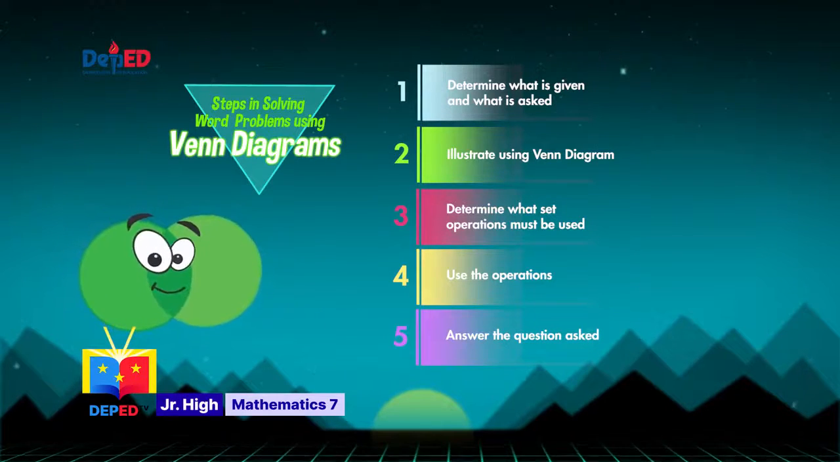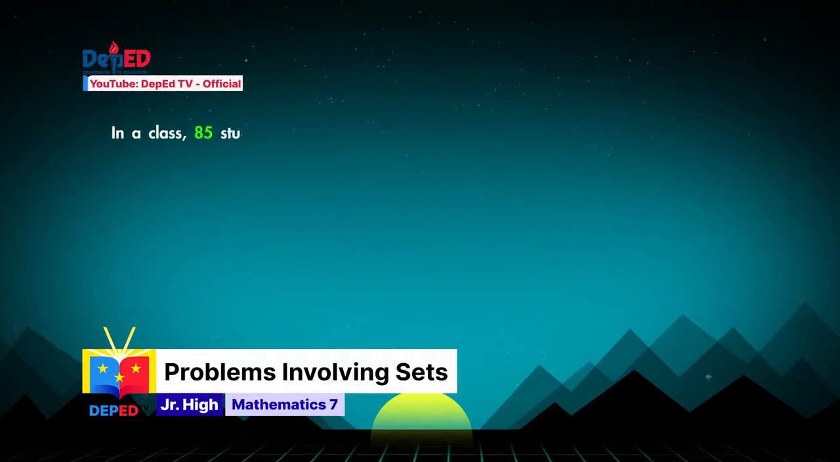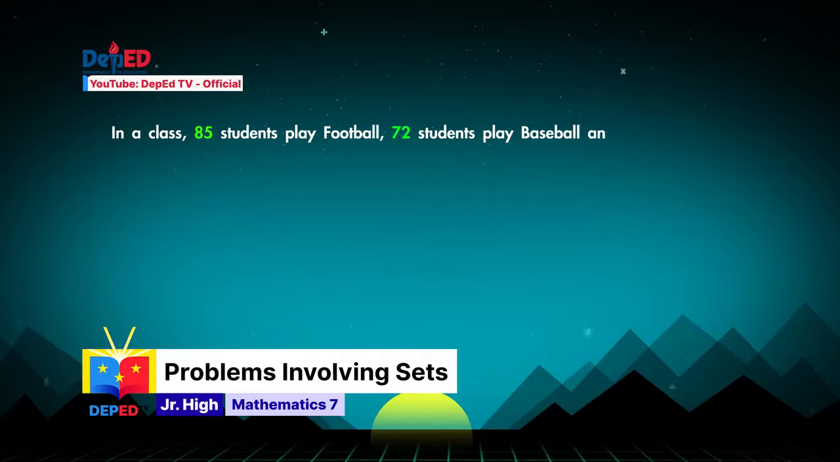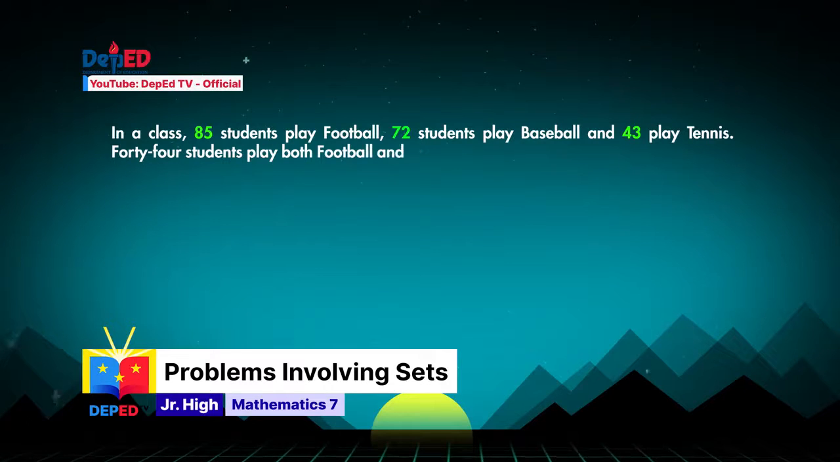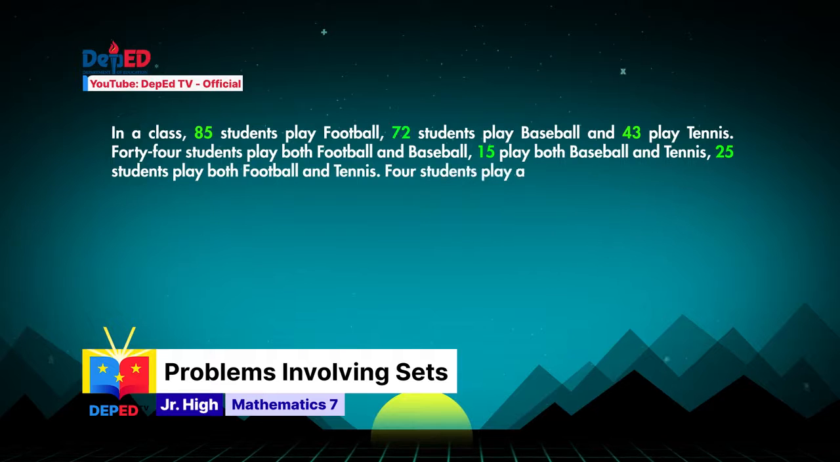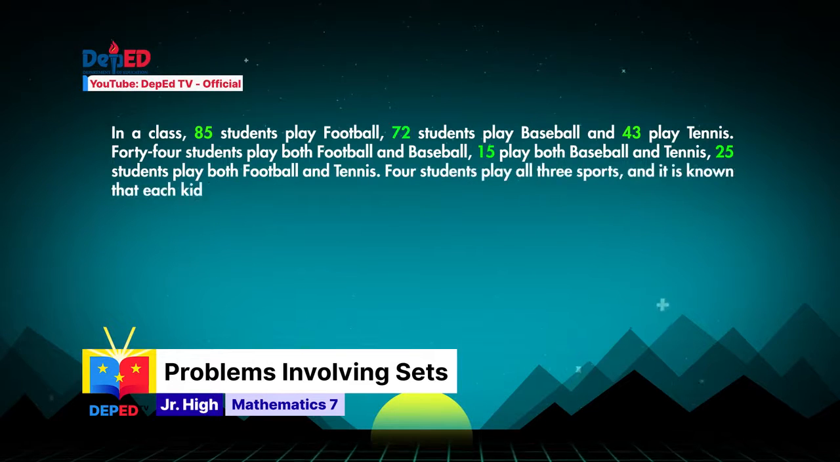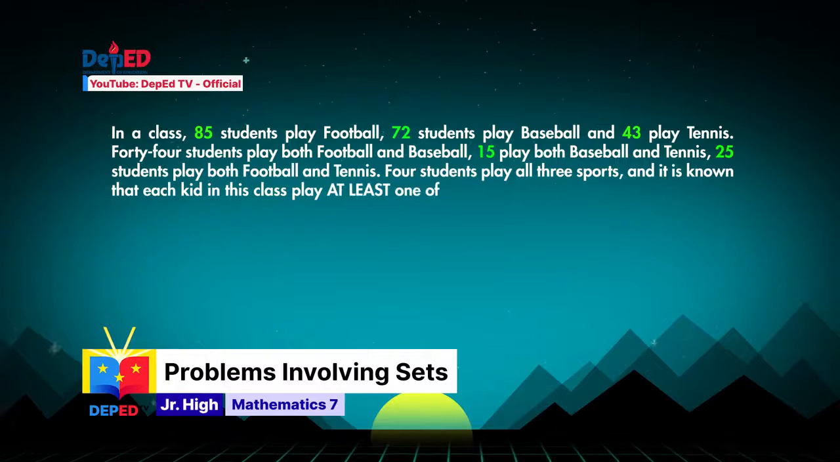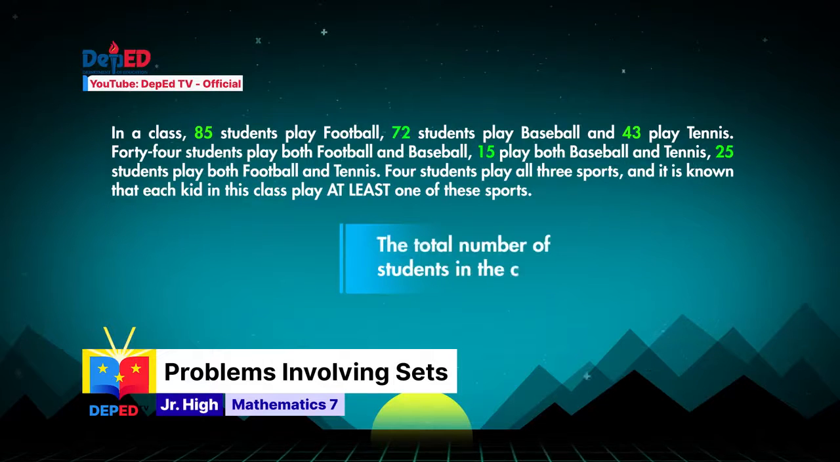Now, here's an example. In a class, 85 students play football, 72 students play baseball, and 43 play tennis. 44 students play both football and baseball, 15 play both baseball and tennis, while 25 students play both football and tennis. 4 students play all 3 sports, and it is known that each kid in this class plays at least one of these sports. Now, find the total number of students in the class.